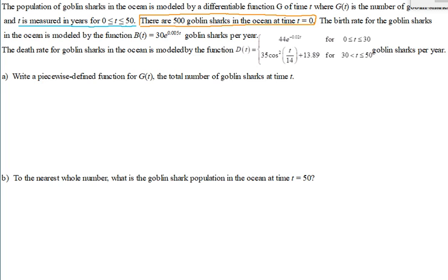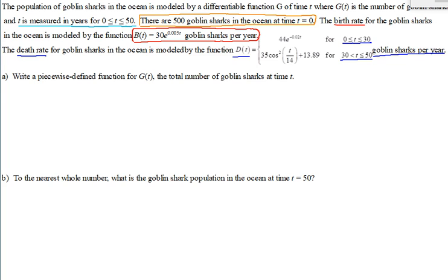And the birth rate for the goblin sharks in the ocean is modeled by the function b of t. And notice the units are goblin sharks per year. And the death rate for the goblin sharks in the ocean is modeled by the function d of t. This is also goblin sharks per year, but this one is what makes it a little more challenging here. It's a piecewise function. This first piece only applies for the first 30 years, and the second piece applies from years 30 to 50, the last 20 years.